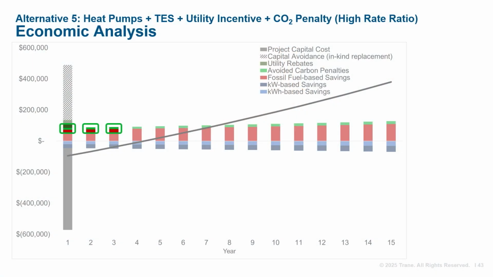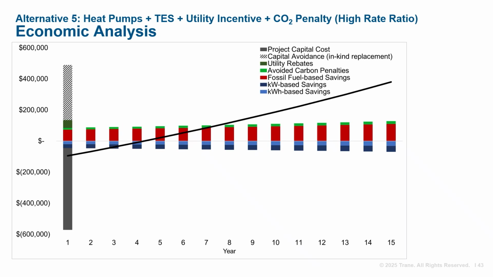Now, in this hypothetical project, there is a carbon penalty shown in green each year. I've highlighted it for the first 3 years. Now, this is a positive value because it's an avoided cost. The baseline would have emissions from the boiler, but the heat pump and thermal energy storage system will not. This helps improve the payback period now to about 4.5 years.